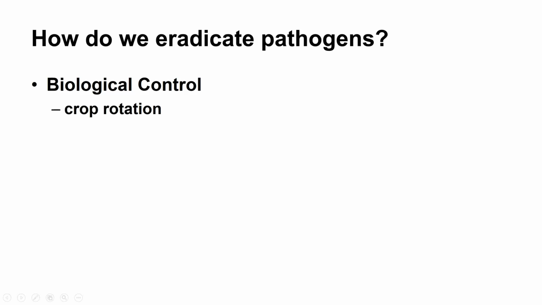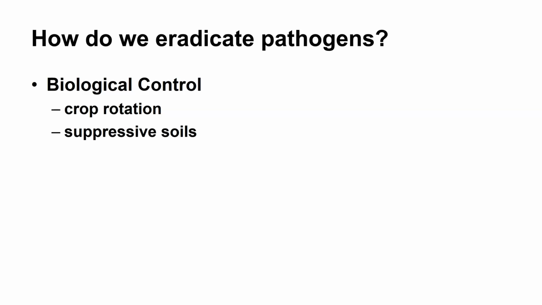A couple of different ways that we look at biological control. One of them is crop rotation. In crop rotation, we're changing up the plants. Not all pathogens are pathogenic on all plants. If you put in a plant that it is not pathogenic on, then you're getting an antagonism between the plants and the pathogen. Then later on, you can come back and put in your regular plant.